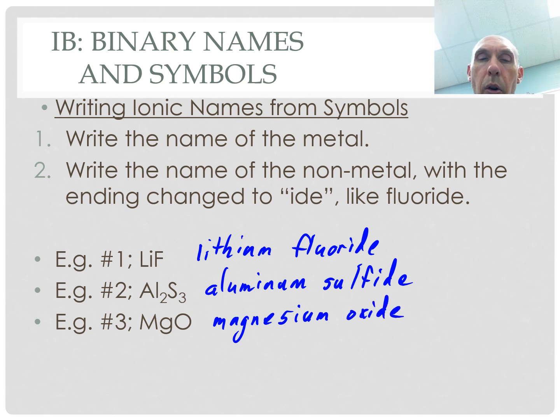So unlike the covalently bonded substances, I'm not looking at subscripts, I'm not using any prefixes, I'm just writing the name of the metal, the name of the nonmetal with the ending IDE. That's it. Going on now.